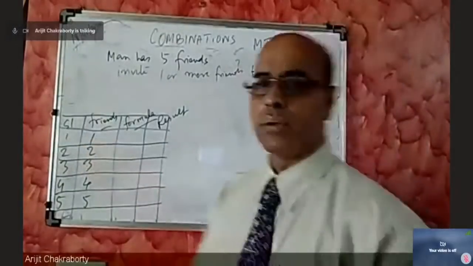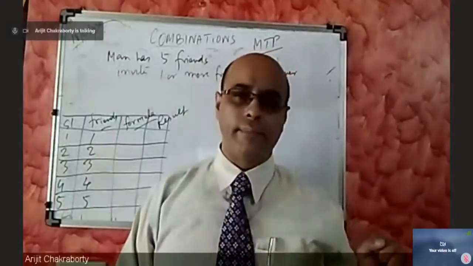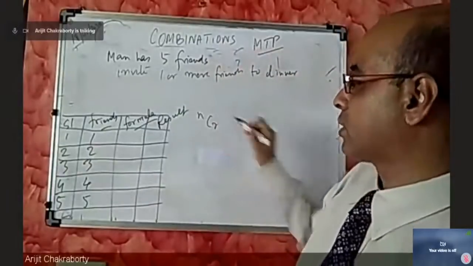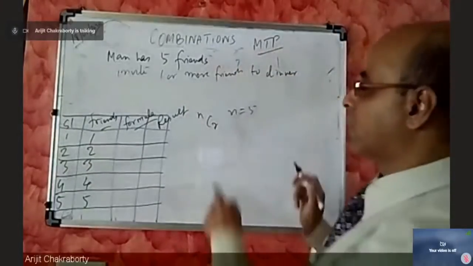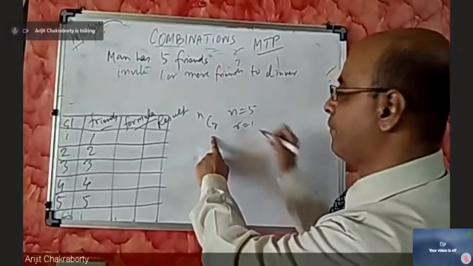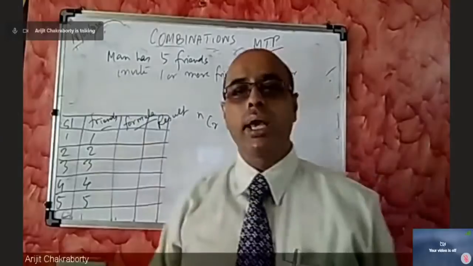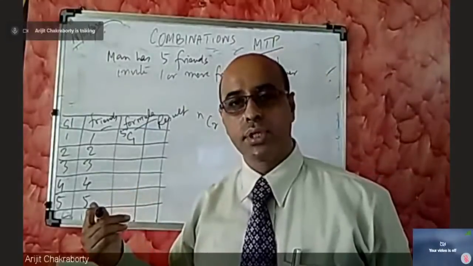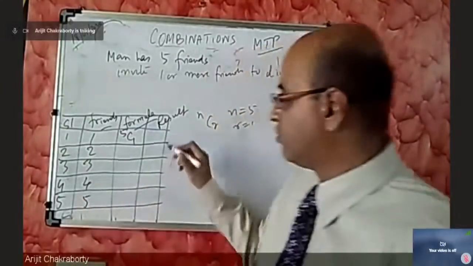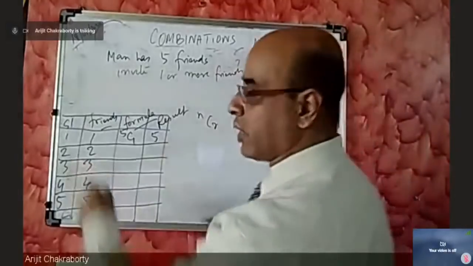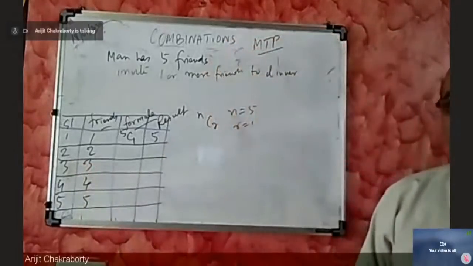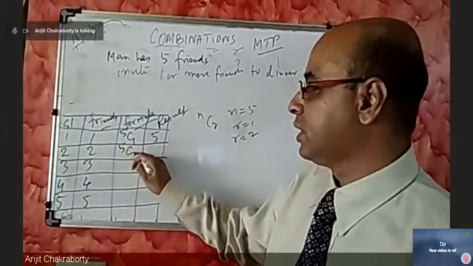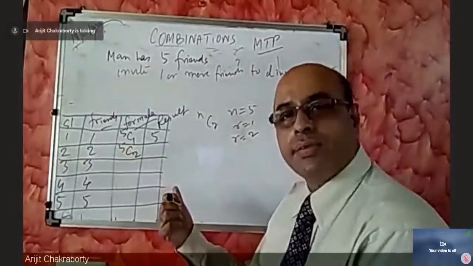1 friend if you want to invite only 1 friend. You have 5 friends, you want to invite 1. How many ways can you do it? NCR. So N is 5, but R equal to 1. If you want to invite 1 friend, the formula is 5C1. If you find out 5C1, the value is 5. If you want to invite 2 friends for dinner, you have 5 friends, so here R becomes 2. So it is 5C2. If you find out the value of 5C2, it comes to 10.